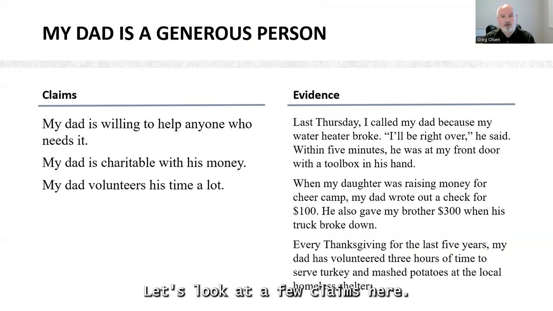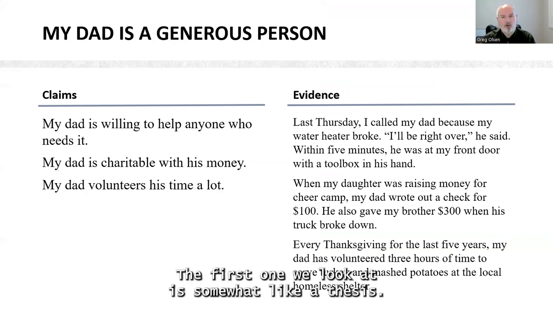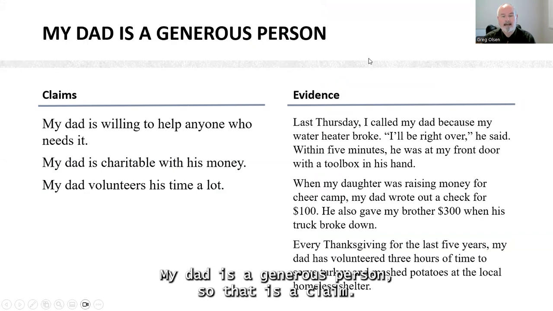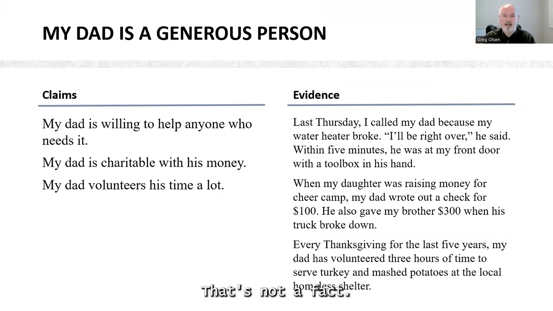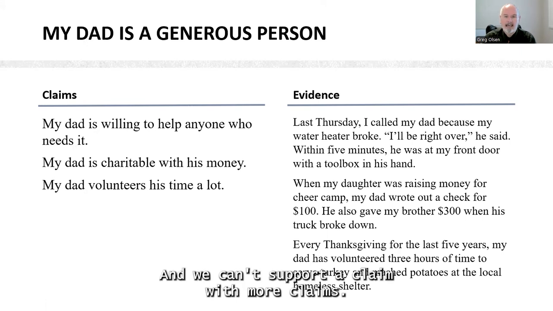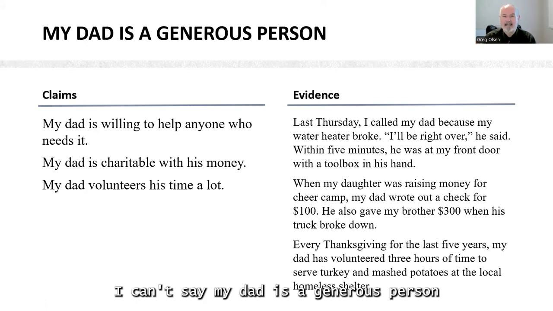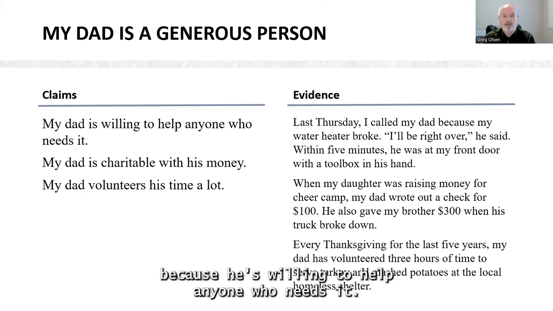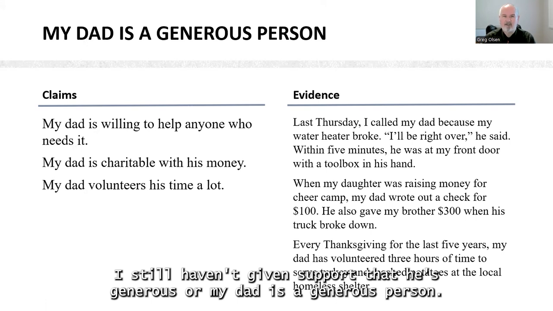Let's look at a few claims here. The first one we look at is somewhat like a thesis. My dad is a generous person. So that is a claim, that's not a fact. And we can't support a claim with more claims. I can't say my dad is a generous person because he's willing to help anyone who needs it. I still haven't given support that he's generous.